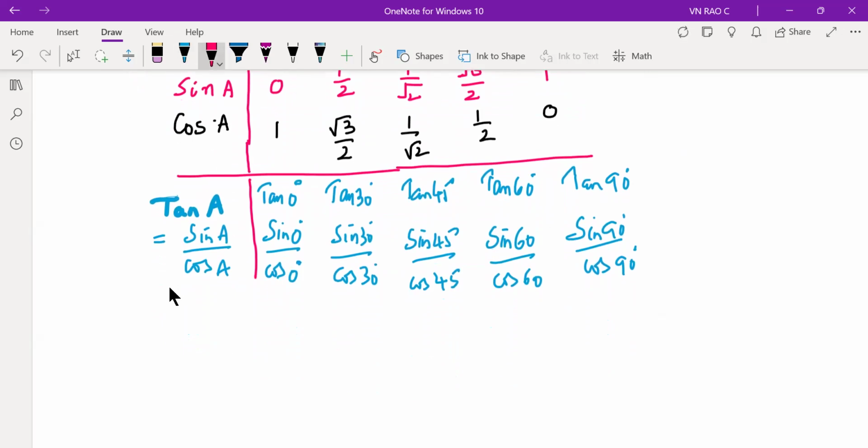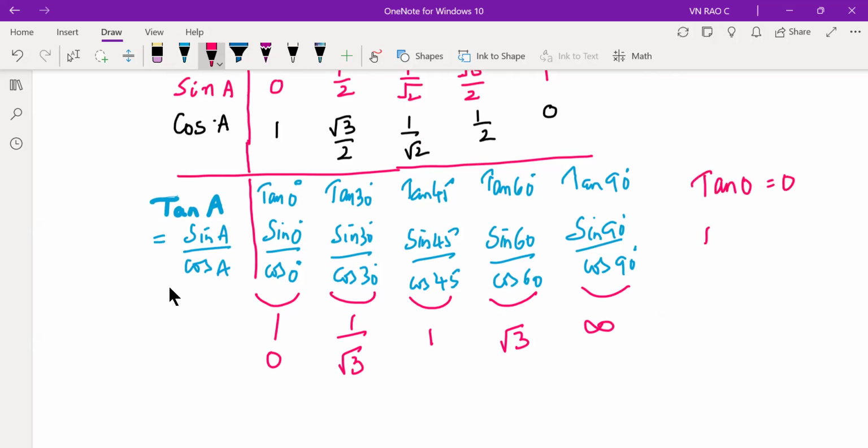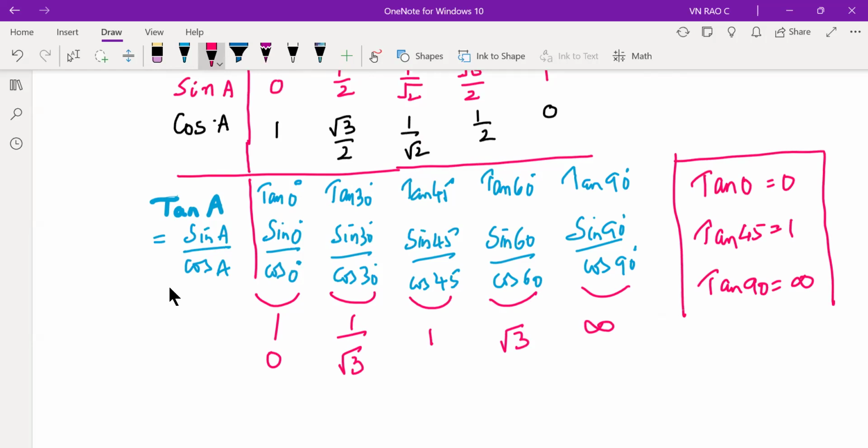So obviously the answer for this is 0. This is 1 by square root 3. This is simply 1. This is square root 3. This is not defined. So very simple: tan 0 is 0, tan 45 is 1, and tan 90 is infinite. These are the three very important values of the trigonometric ratio tan theta.